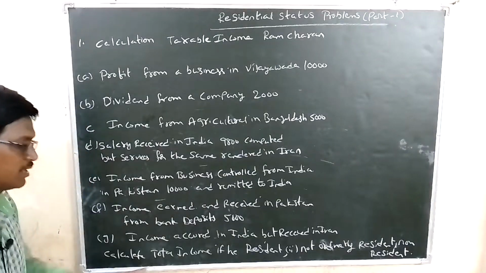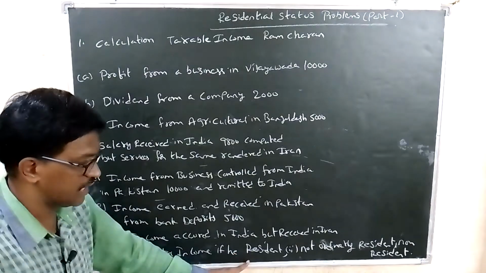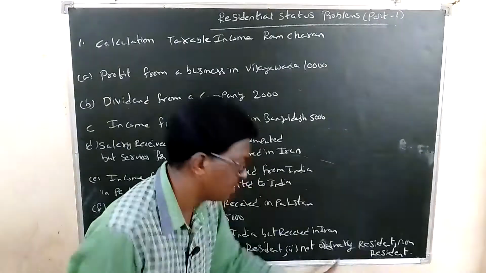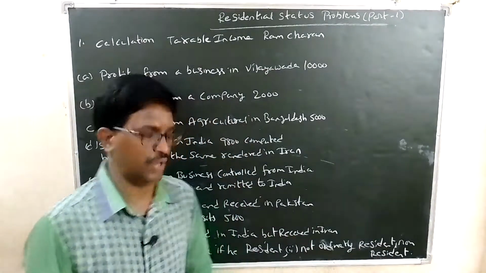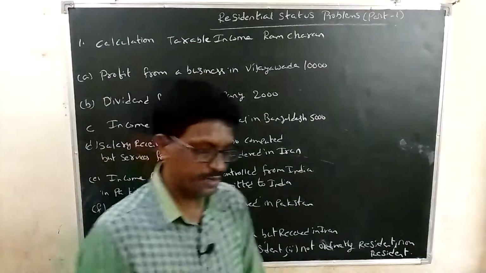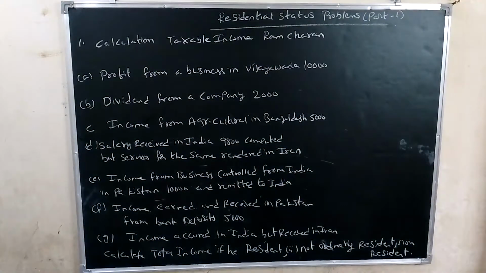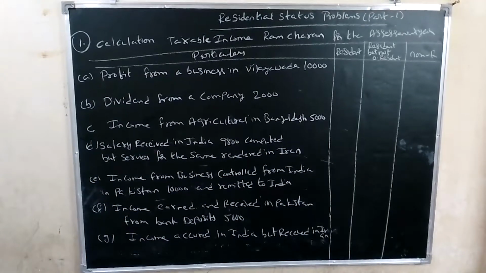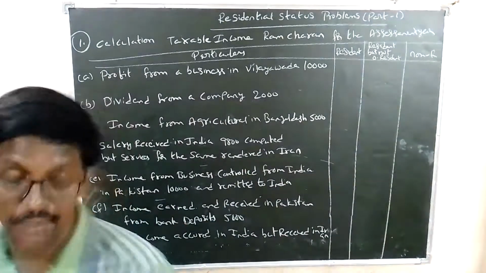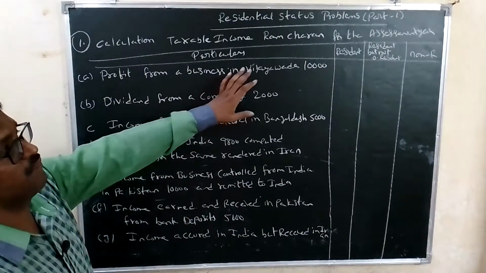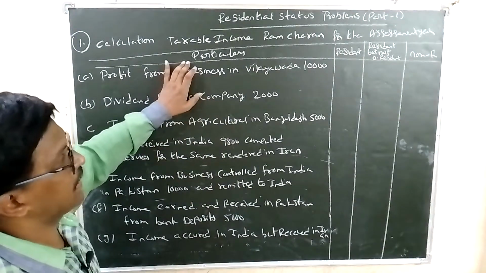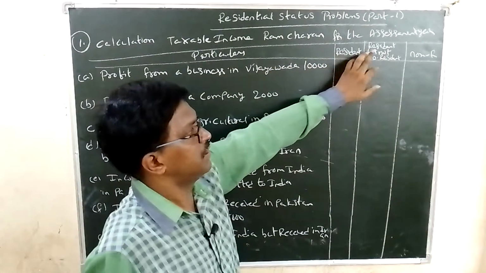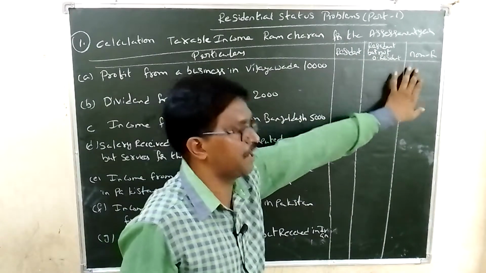You are required to calculate the total income of Ram Charan as a resident, not ordinarily resident, and non-resident. Okay, let us see the solution. Calculation of taxable income of Ram Charan for the assessment year. Particulars: resident, resident but not ordinarily resident, and non-resident.